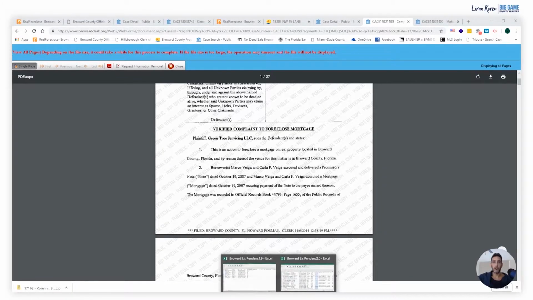I'm also going to discuss the things that are going to give you an advantage over your competition and make you a big game equity hunter, finding off-market properties before anybody else. So let's continue with the spreadsheet.